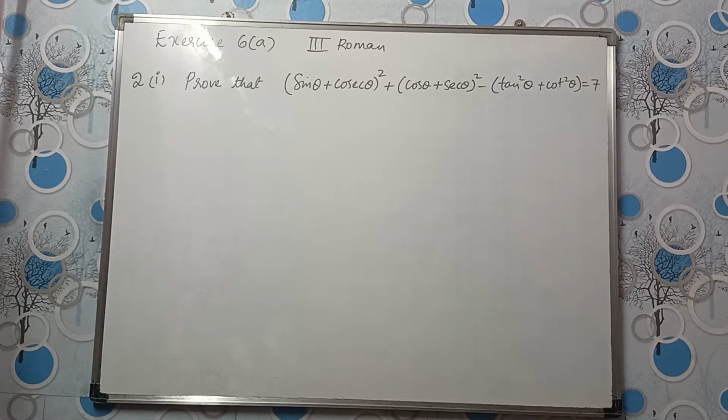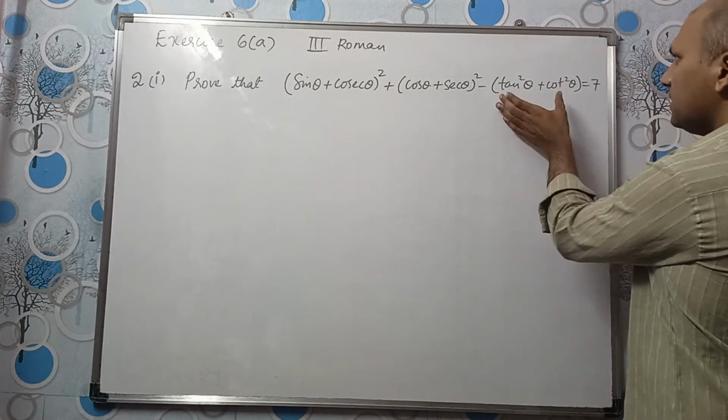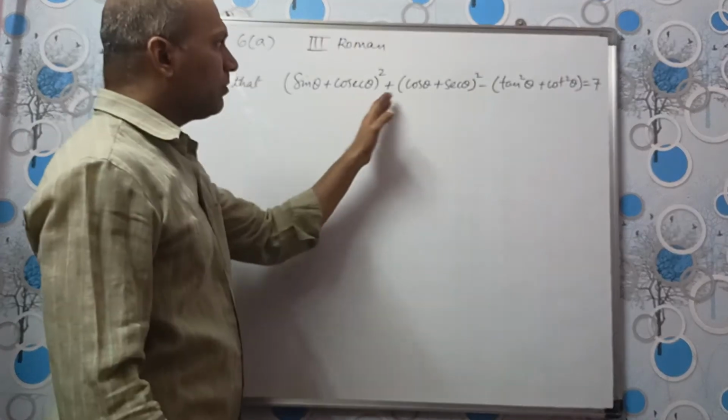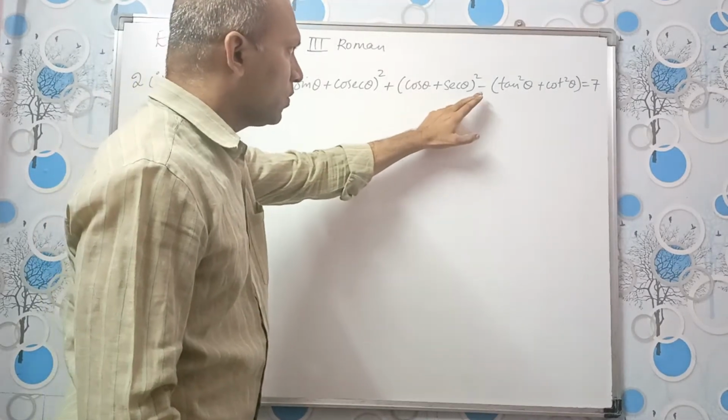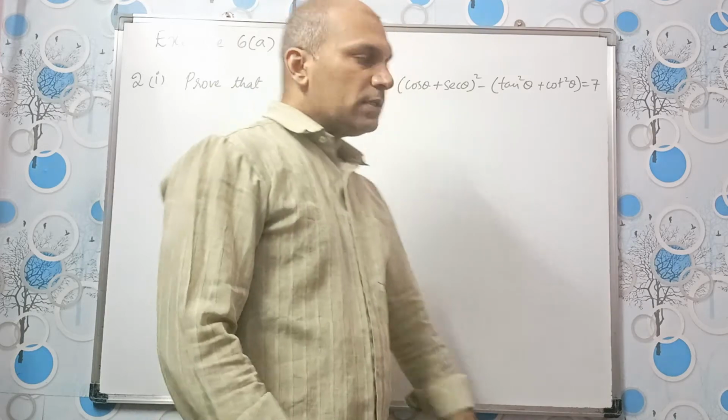Okay, we'll solve this problem. This is actually a 10th standard problem. In 10th standard, this part tan square plus cot square is given on the RHS. We should prove that (sin plus cosecant) whole square plus (cos plus secant) whole square minus (tan square plus cot square) is equal to 7.